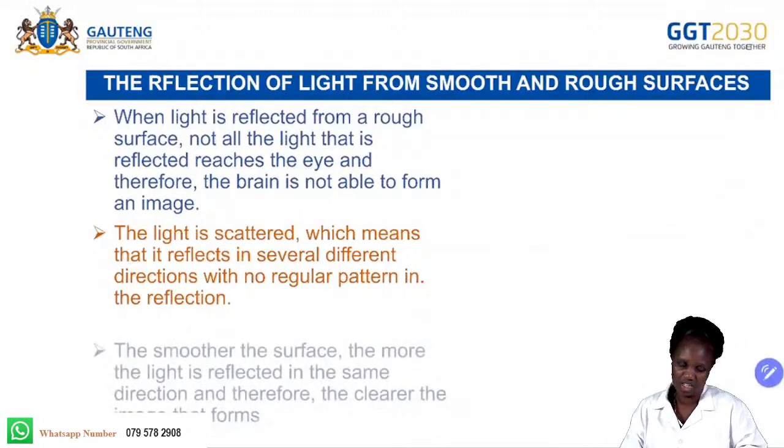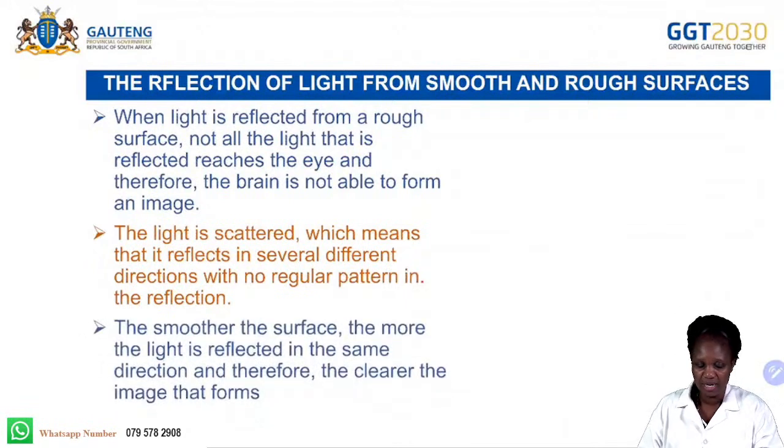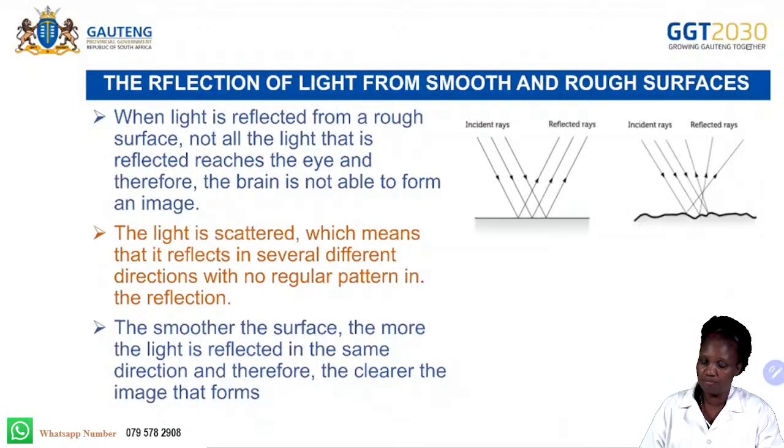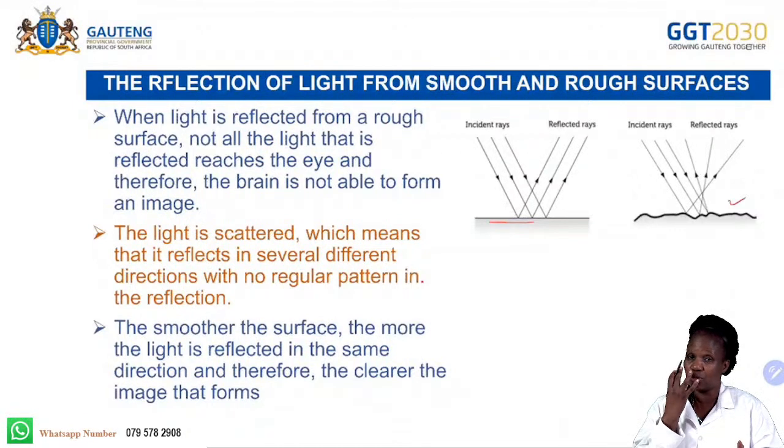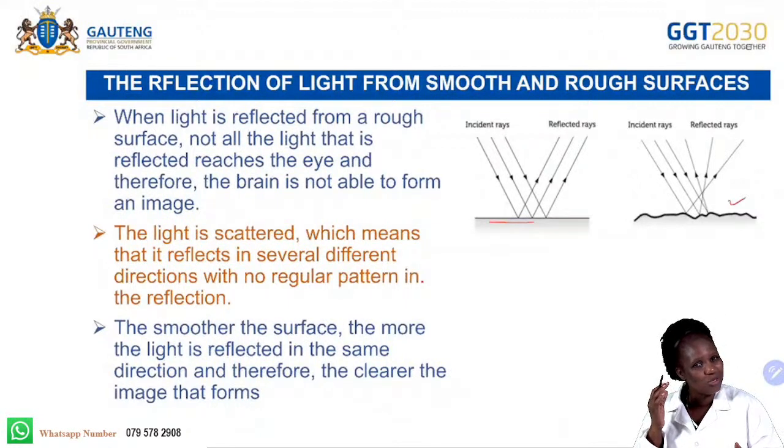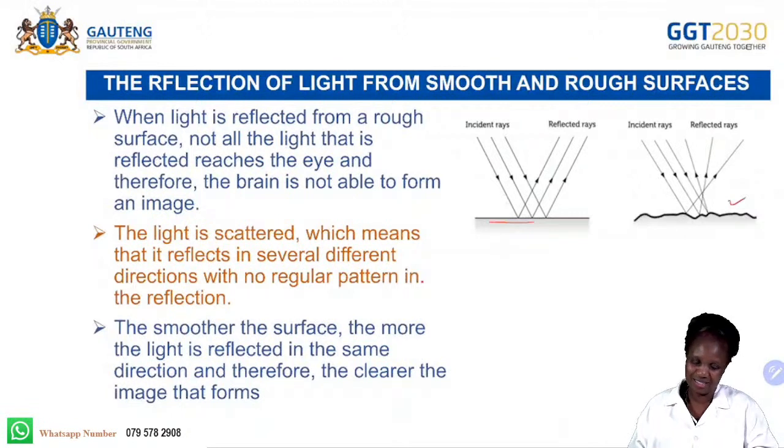That is reflection. The smoother the surface, the more light is reflected in the same direction, and therefore the clearer the image that forms. All right, this one is a clear, very smooth surface. Then this is very rough. The light is going to be scattered. But on a smooth surface, light is going to be reflected, and then the light will reach our eyes, and then our minds are going to interpret it in different colors.